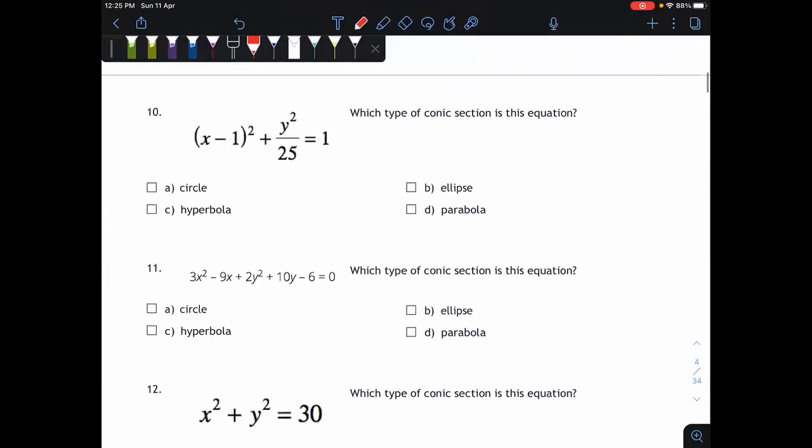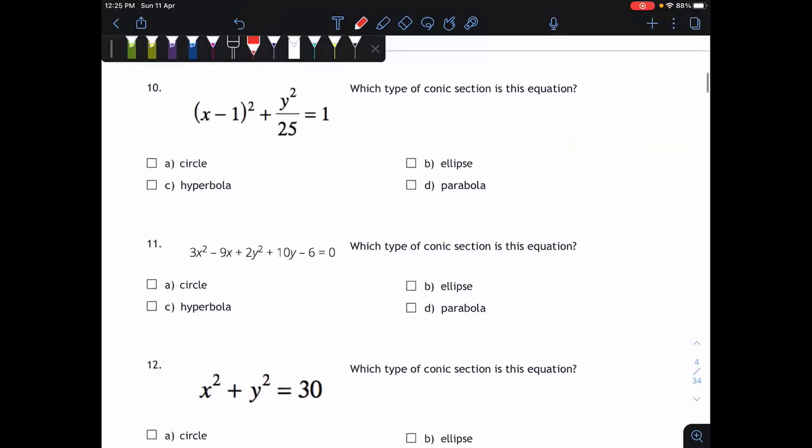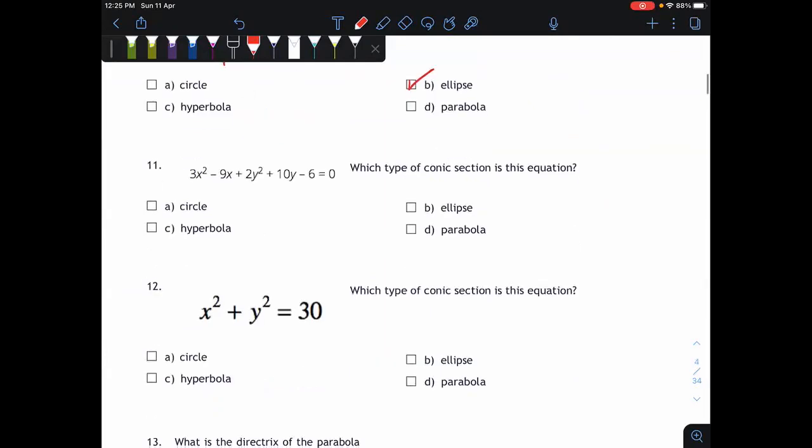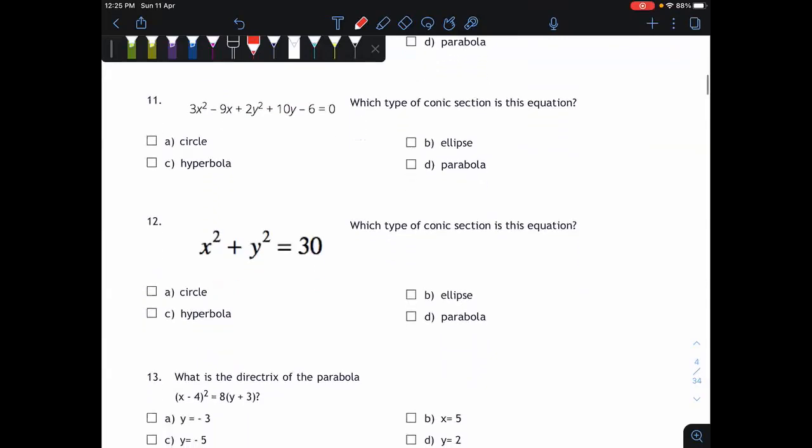Next, which type of conic section is this equation? (x minus 1) all squared plus y squared over 25 equals 1. This one has a denominator of 25 and 1, so it's an ellipse.